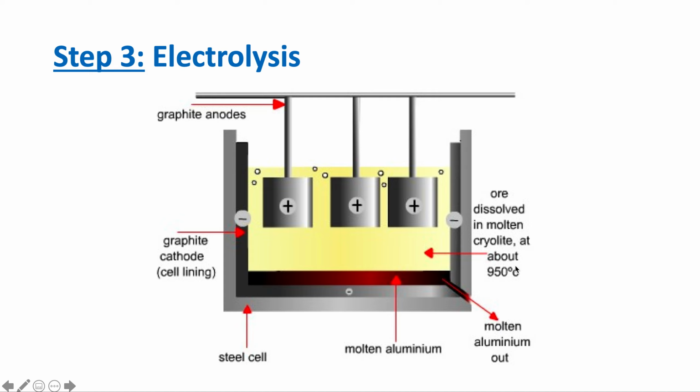And electrolysis results in molten aluminium forming at the bottom of the cell, all right, and your molten aluminium is siphoned out from the cell, or from an outlet tube.